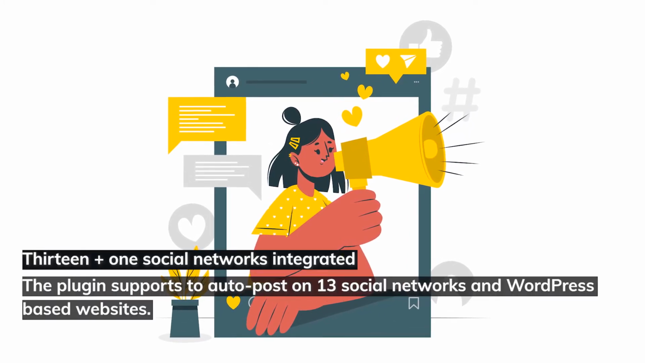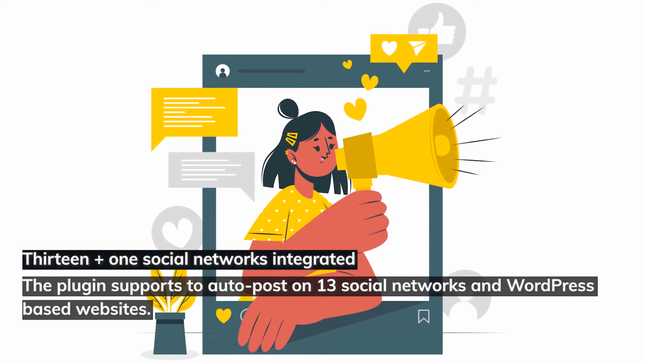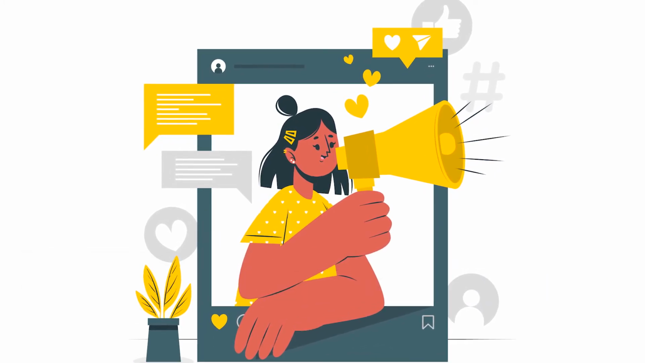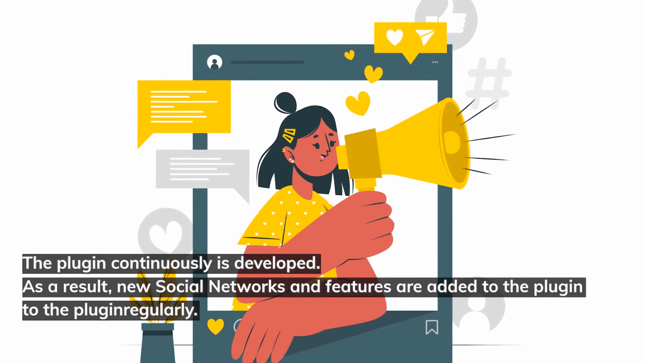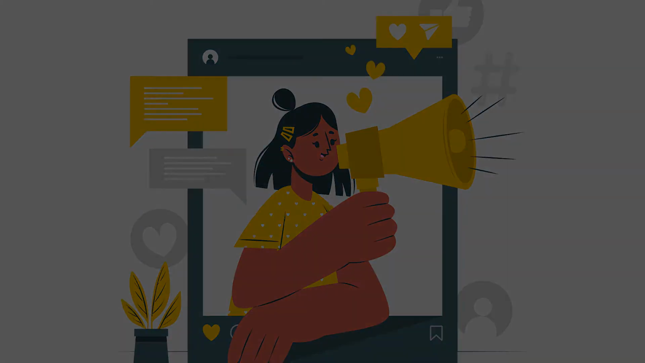13+1 social networks integrated. The plugin supports auto-posting on 13 social networks and WordPress-based websites. The plugin is continuously being developed. As a result, new social networks and features are added to the plugin regularly.